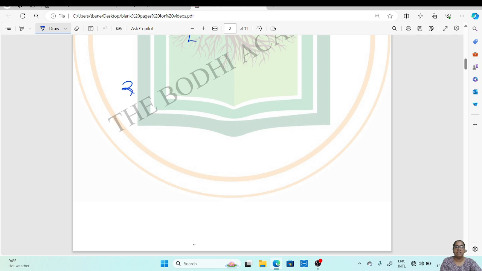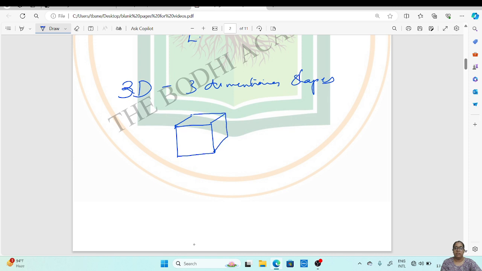Three-dimensional as in 3D shapes. Suppose this is a square, which has only lengths. If I draw a height for it, like this, what will happen? The plane 2D shape which was there has converted into a 3D shape.